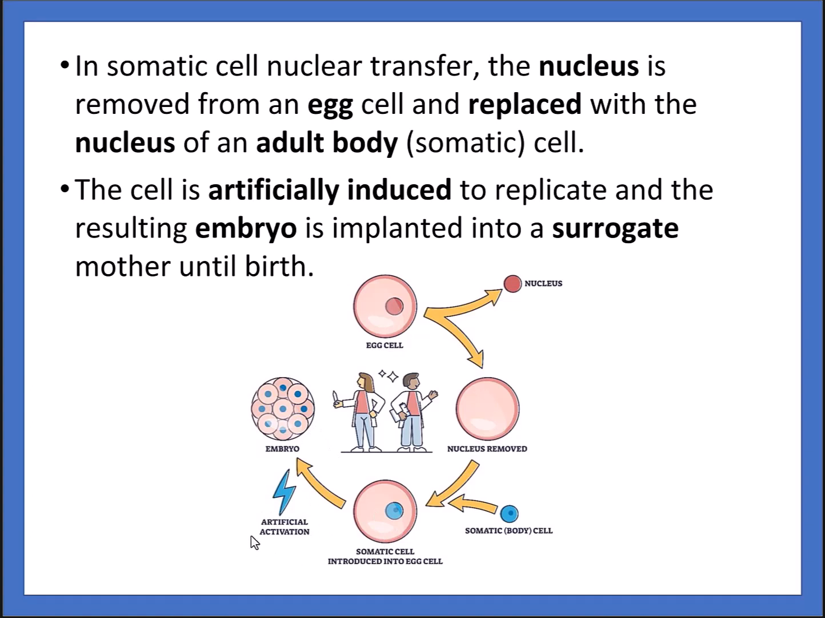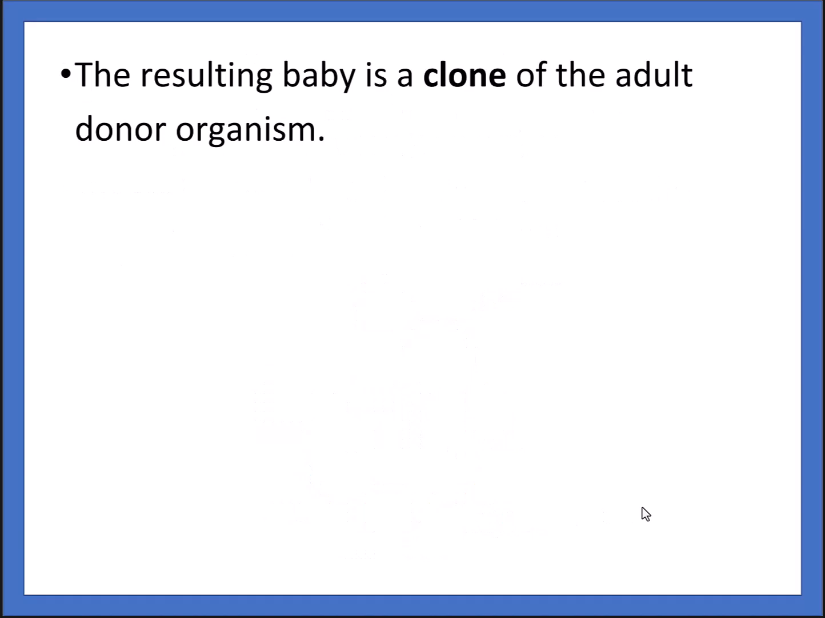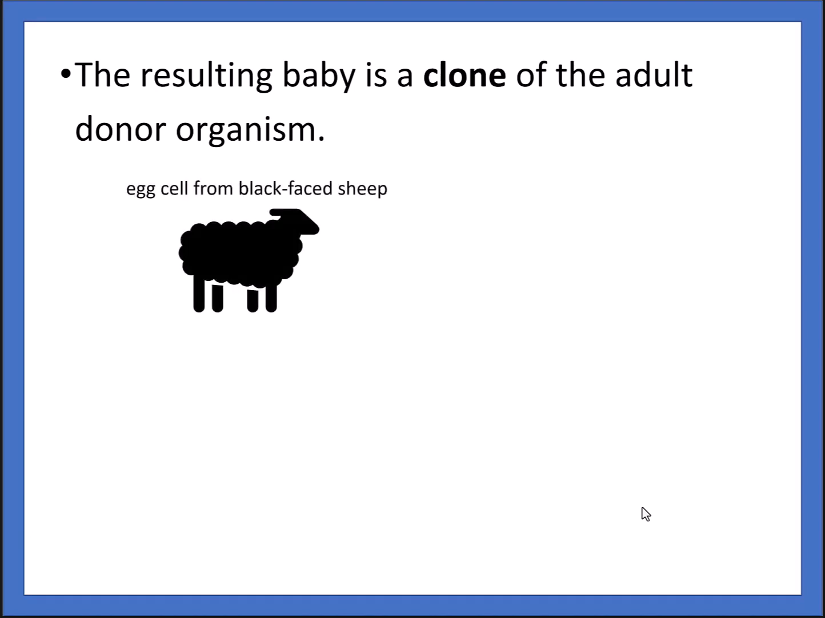And through artificial stimulation, we can make that egg cell divide into an embryo. That embryo is then usually implanted into a surrogate mother until that cloned organism is born. And that cloned organism will be a copy of whatever this somatic body cell was removed from. So whatever organism this nucleus came from, that is the clone that's going to be created, because those are the genes that are in that egg cell. So the resulting baby is a clone of the adult donor organism.